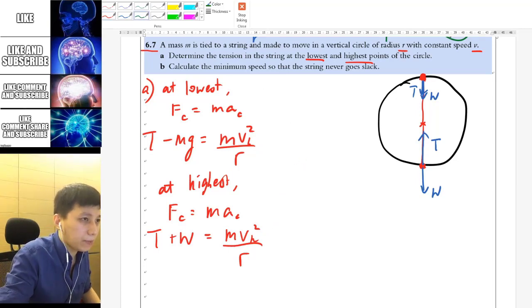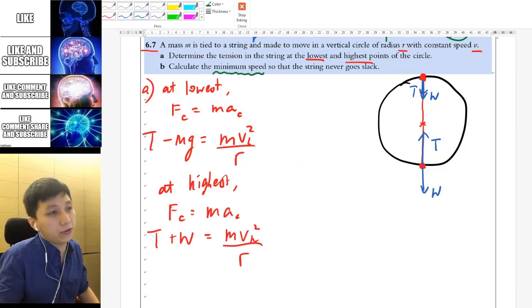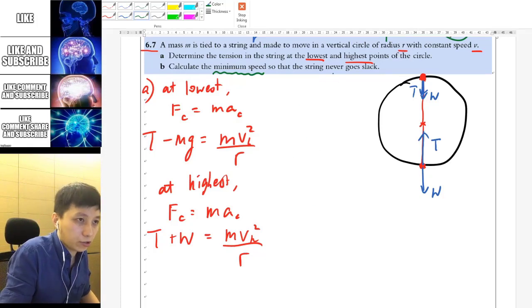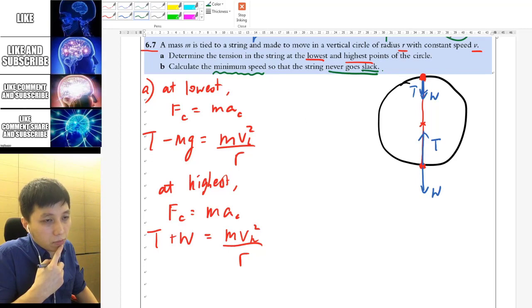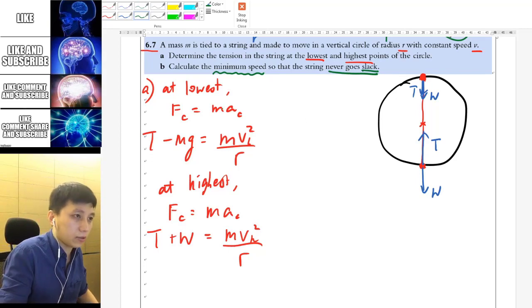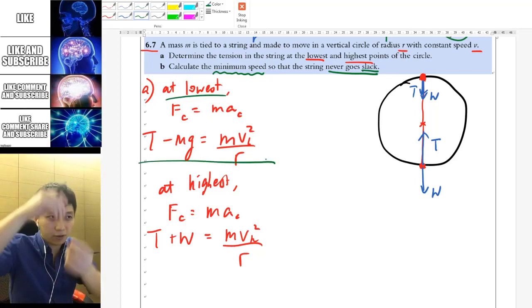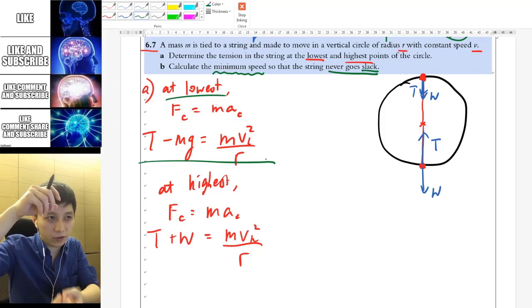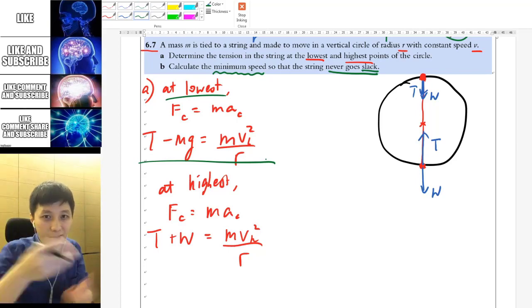Alright, in part B, it's asking you the minimum speed. In fact, the question didn't tell us any numbers, so you have to find an expression, in other words, so that the string never goes slack. In fact, you don't have to care about the lowest, because even if you don't do anything vertically, at the bottom the string never goes slack, it's always tight, no matter what happens.